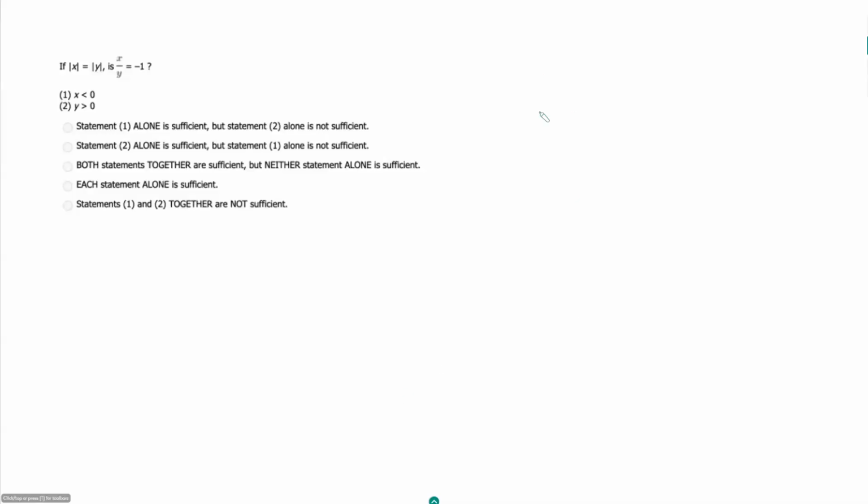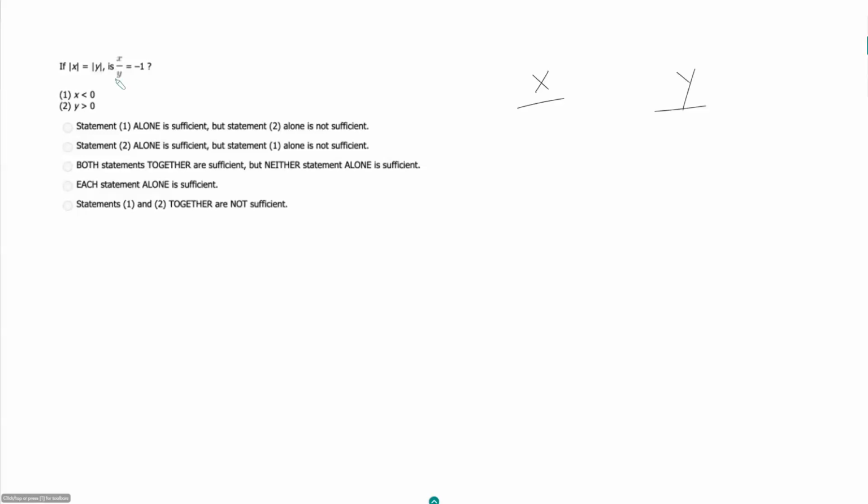If the absolute value of x is equal to the absolute value of y, is x over y equal to -1? So what we know is the absolute value of x has got to be equal to the absolute value of y. So what is that saying? That's telling us the magnitude of x is equal to the magnitude of y. You can also think of that as the distance x is from 0 is the same as the distance y is from 0. So based on that, let's think of some possible values for x and y.